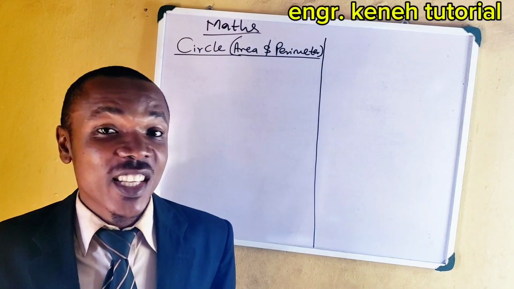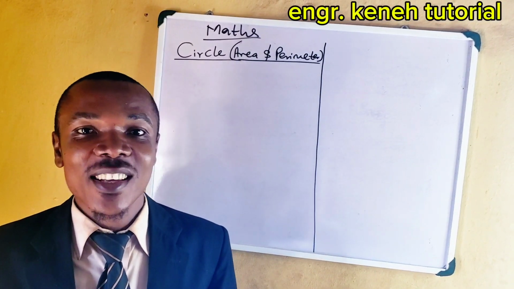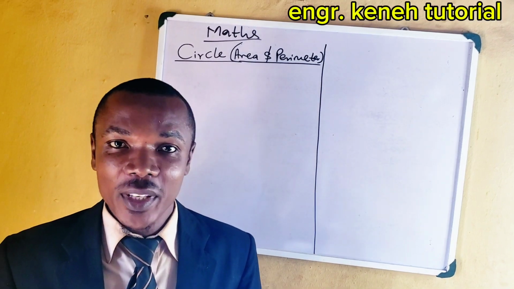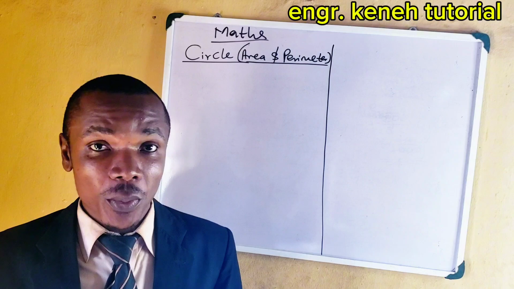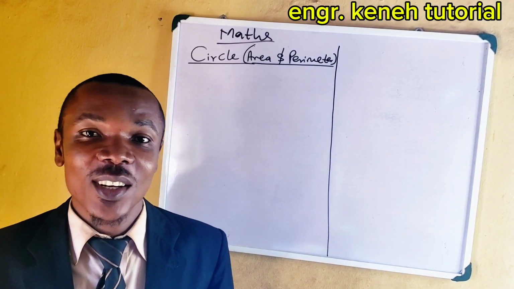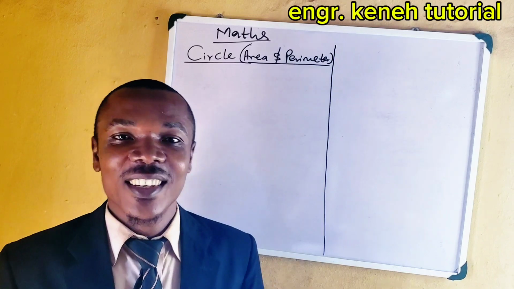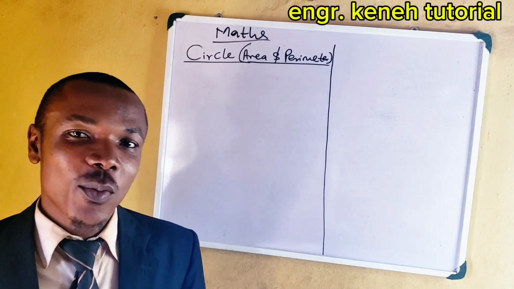Let us discuss circle. As you know, circle is a vast topic, but today we are going to start by explaining the shape circle and finding the area and perimeter of a circle. All right, let's go. If you are preparing for common entrance examination, pay attention.